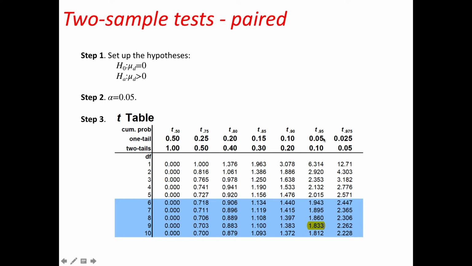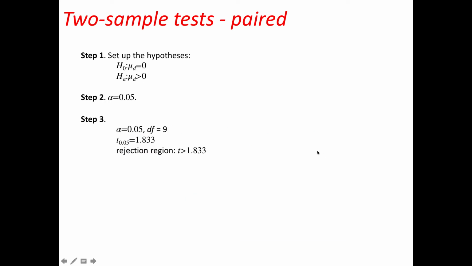We need to know our degrees of freedom. Our degrees of freedom are equal to 9 because there are 10 groups. Degrees of freedom are defined as n minus 1, so 10 minus 1 equals 9. So if we come down this column to the row of 9 degrees of freedom, I have it highlighted here. This means that our critical value is 1.833. So we can write that out like this. So we know our alpha, our degrees of freedom are 9. So our critical value at 0.05 equals 1.833.